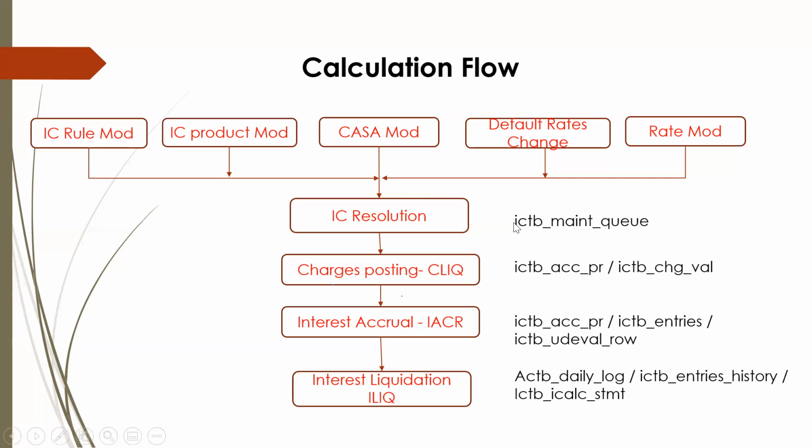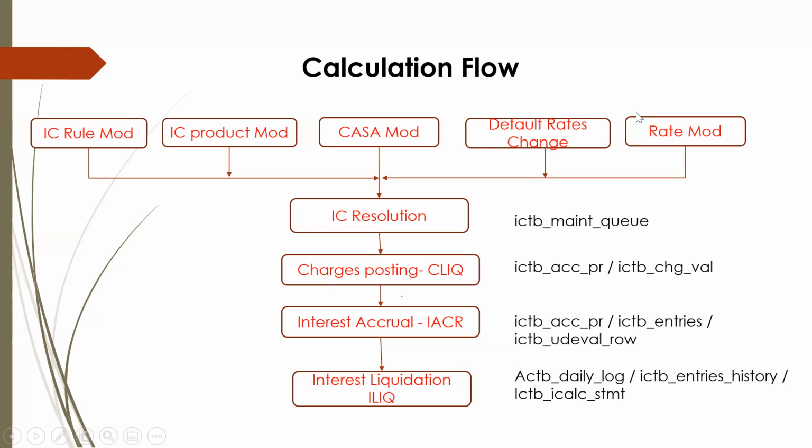Okay, so resolution will not happen now. That also will happen. So if it is CASA, it's only that account. If a default rate change happens, then it's a combination of account class, branch, currency, and so on. So only where it is linked, those accounts will be picked, and so this is very minimal.